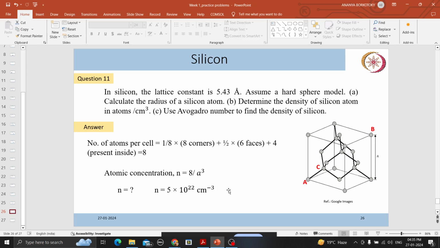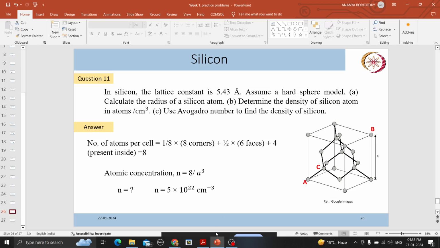So when you look at this number, you should always be careful and think about what 5 into 10 to the power 22 implies, and what a doping concentration of 10 to the power 16 implies, whether it is a lightly doped semiconductor, a highly doped semiconductor, or a degenerate semiconductor. Okay.